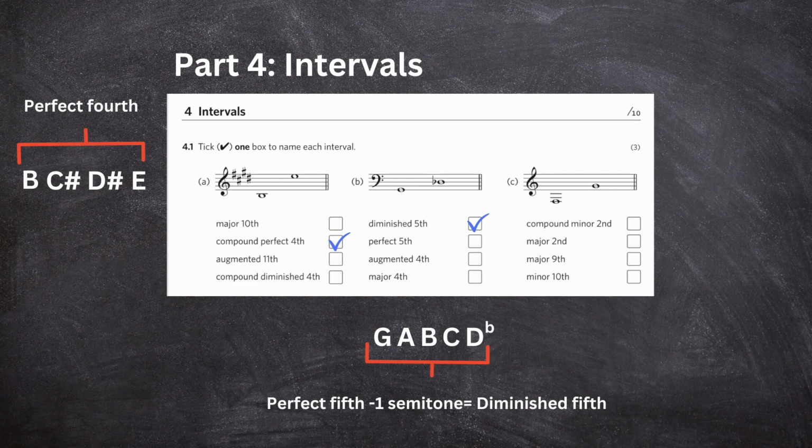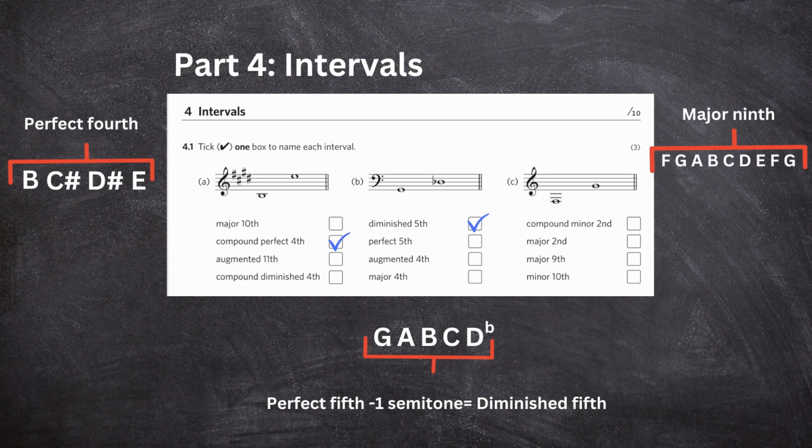Question C. From the note F to G is an interval of major second. This interval spans over an octave, so it is a major ninth.